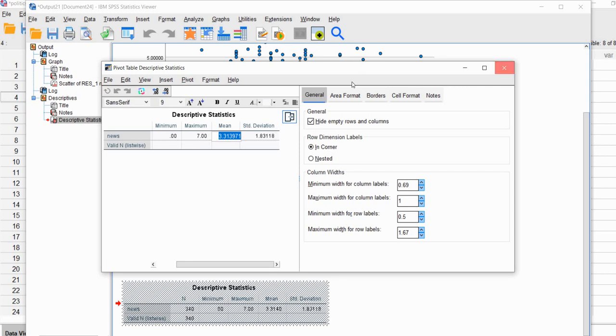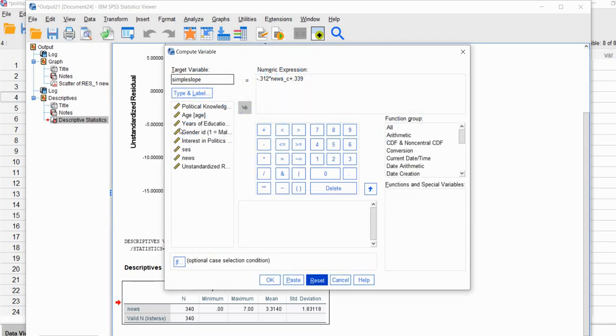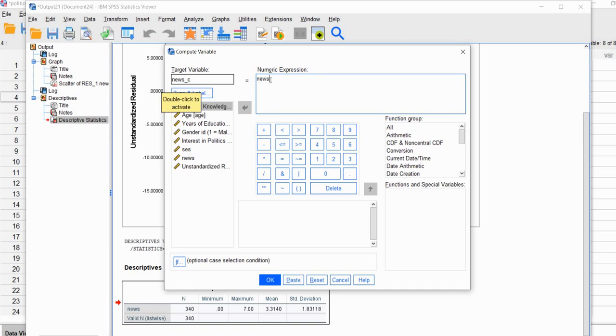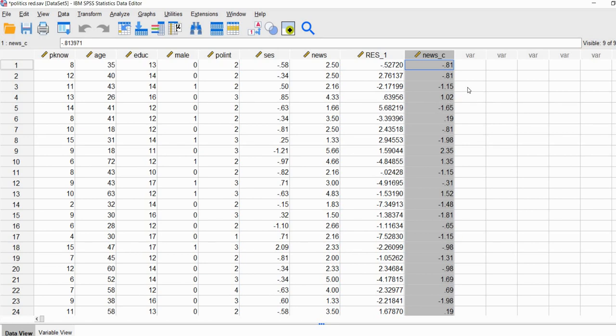So I'm going to take that value, and we're now going to go up to Transform, Compute Variable. What we'll do now is type in news_c under Target Variable, and this is just my own naming of this variable. This is an arbitrary name, whatever you put in the target variable. In the numeric expression, I'll type in news minus that value that we had in our table right there. We'll click on OK, and now we've got the centered news variable.